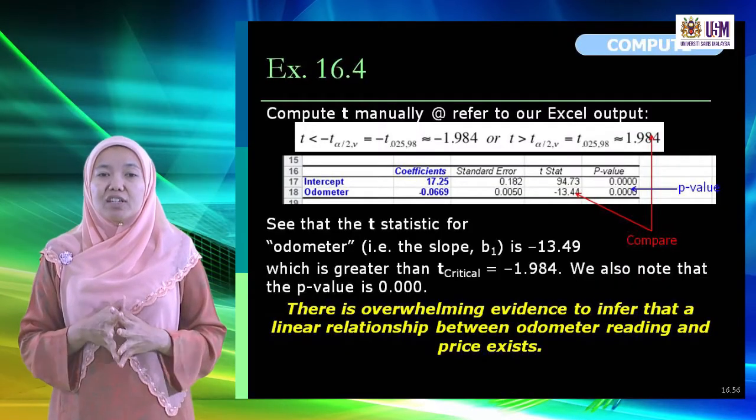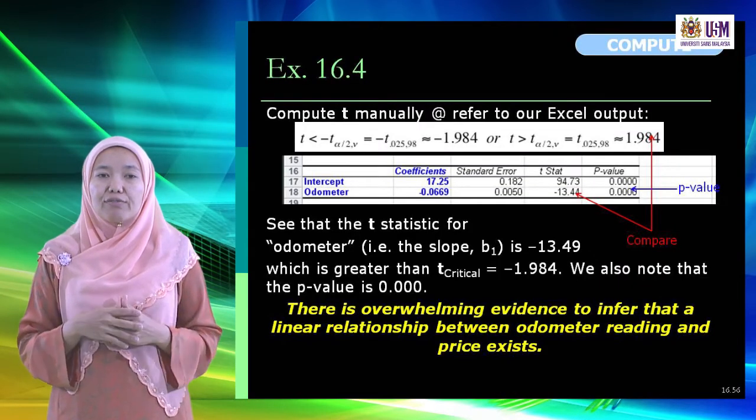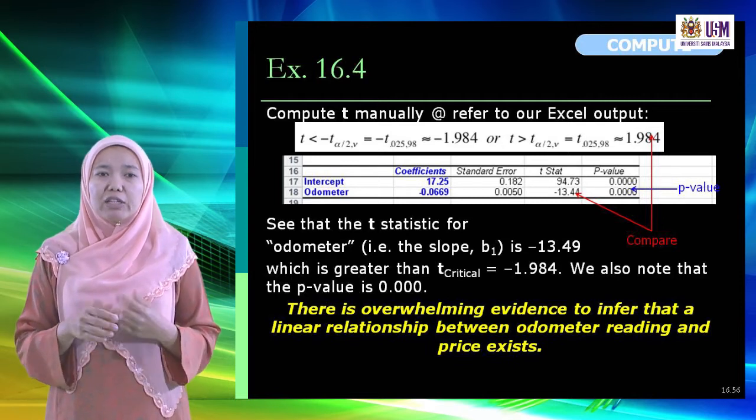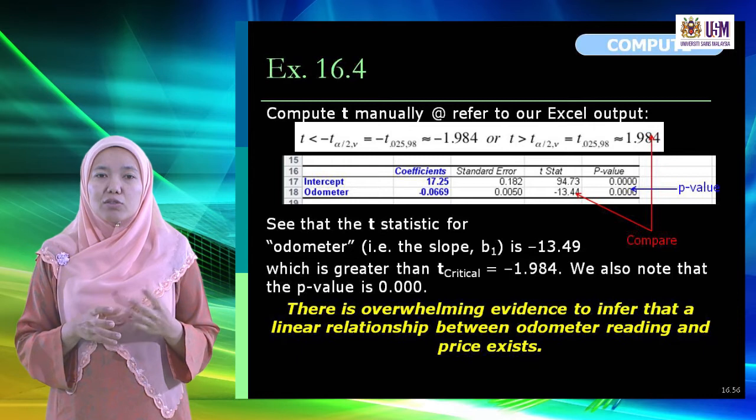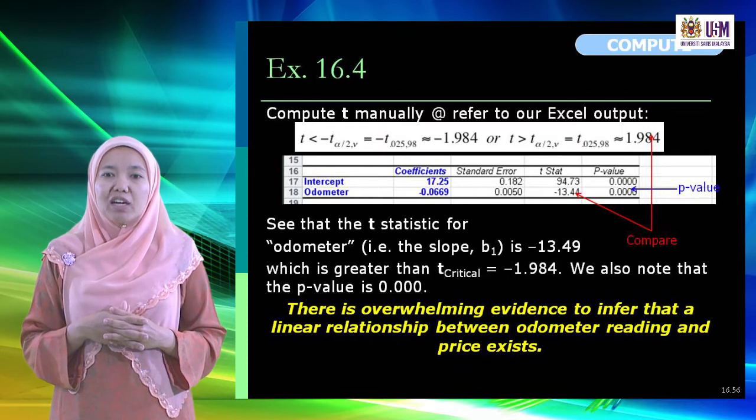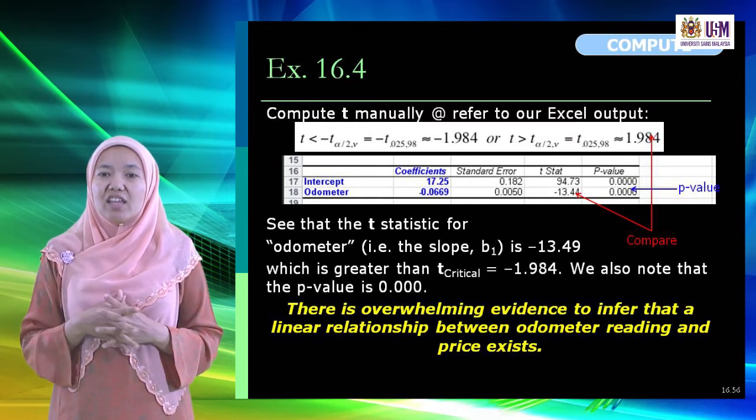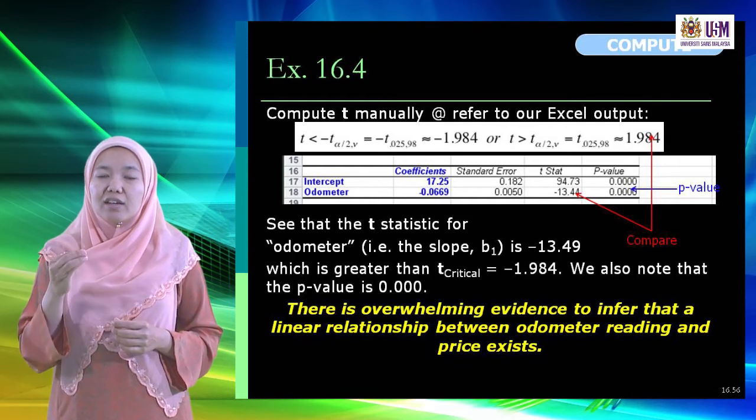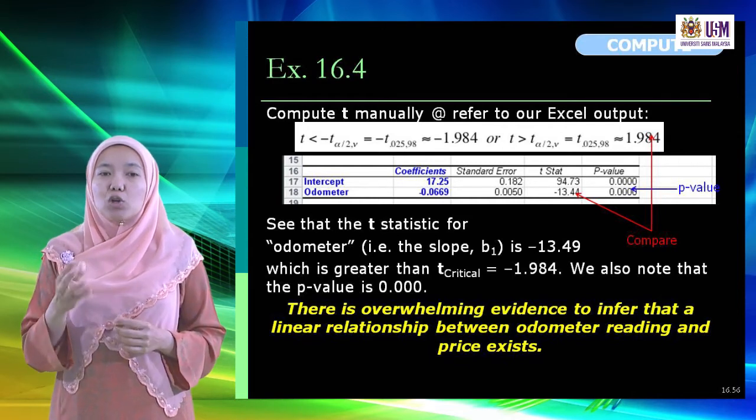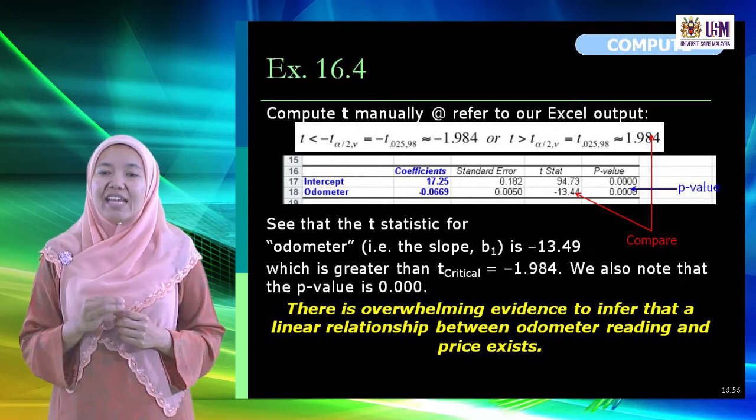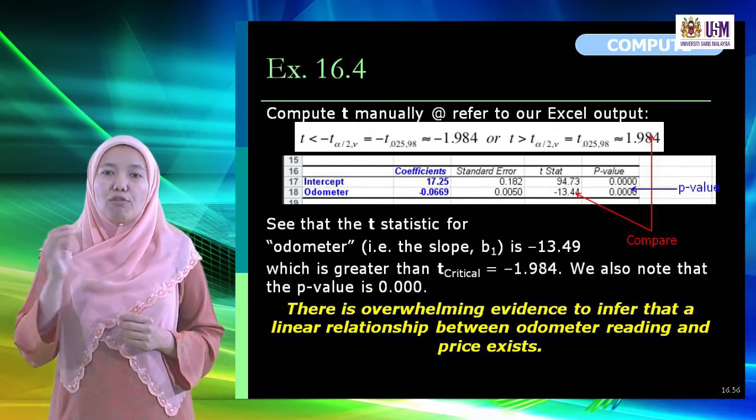If you have your data, in terms of using a computer, everything will be computed using the software, or you can compute manually, but this is what you get from the computer. So the T statistic for the odometer, not the intercept but the coefficient of the odometer reading, is negative 13.44.